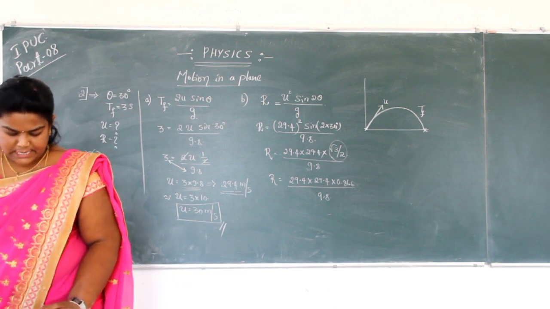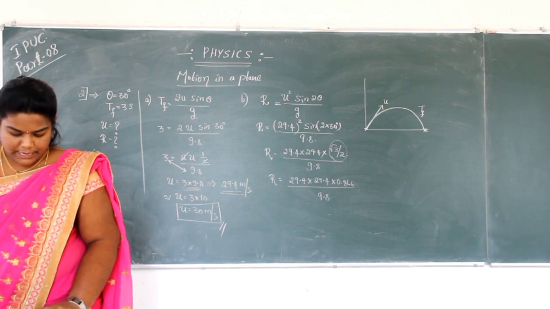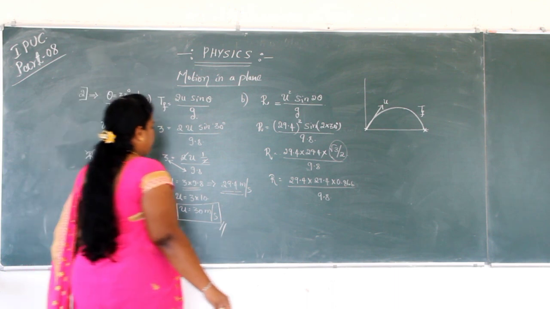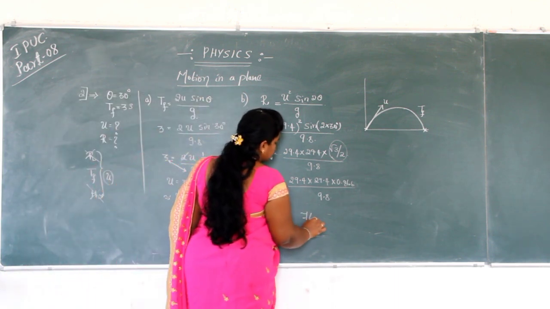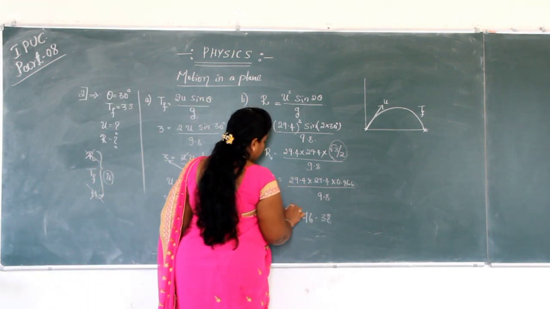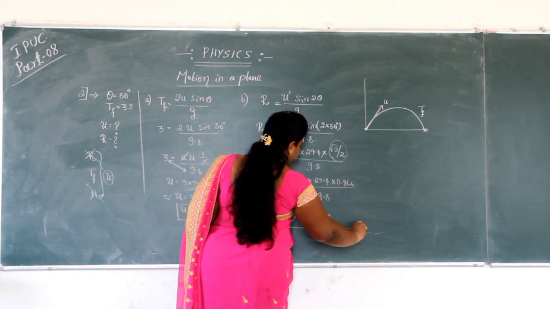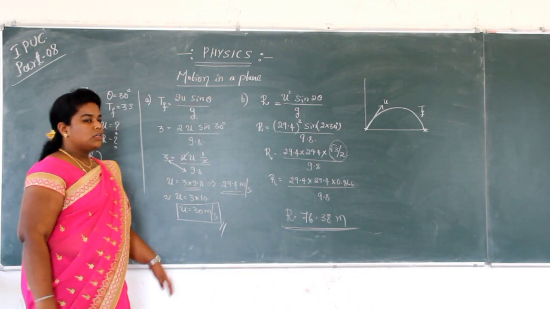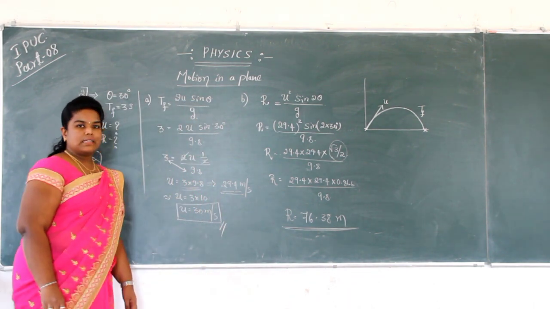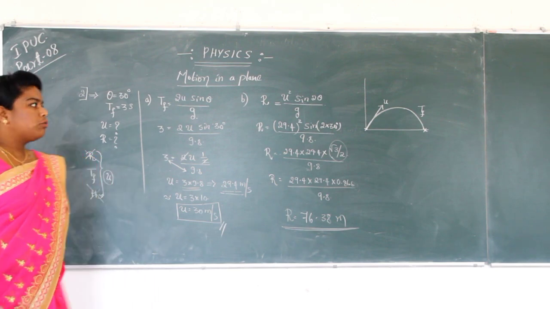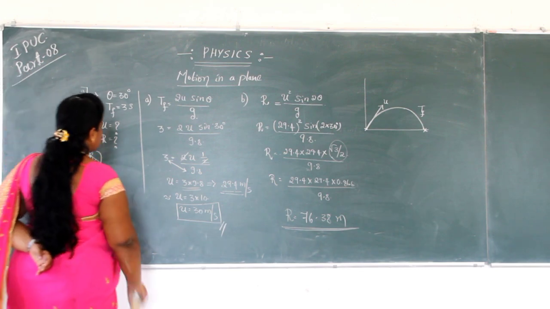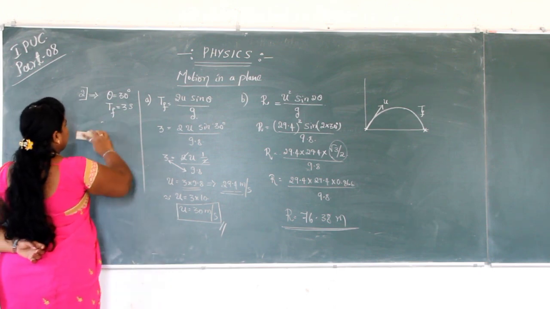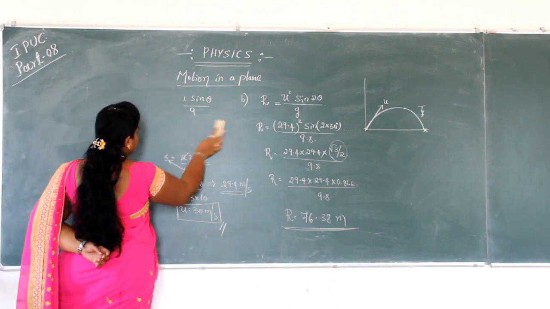Into 0.866 equals divided by 9.8. How much do you get? You might get the value 76.38. So it is the horizontal range. Horizontal range is called distance, so the SI unit is meter. So this is the solution for the second question. Hope you got how to solve for the velocity of projection and the horizontal range. Now let us move to the third question.